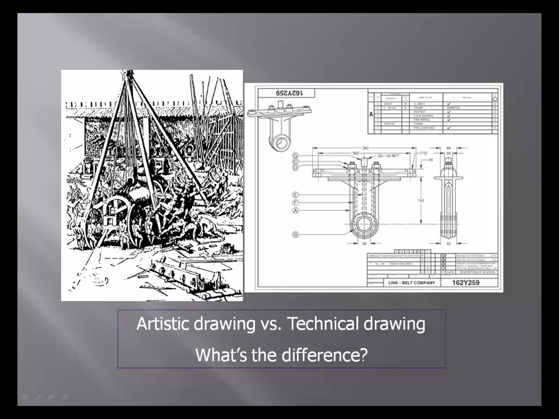Well, the big thing is artistic gives more of a picturesque view of the items rather than giving all the technical details. So a technical drawing gives you all the information such as sizes, holes, locations, everything like that. An artistic drawing gives you an idea of what it's supposed to look like, and a technical drawing gives you all the information you need to actually make it. So that's the difference.